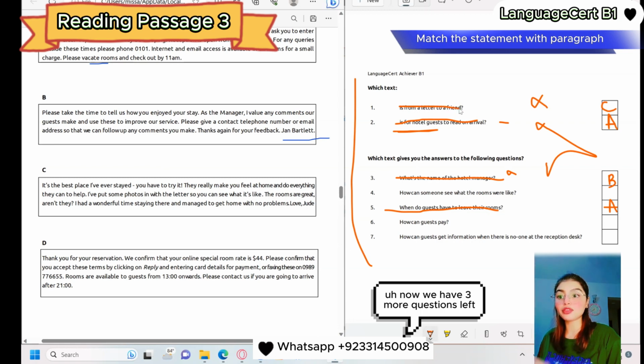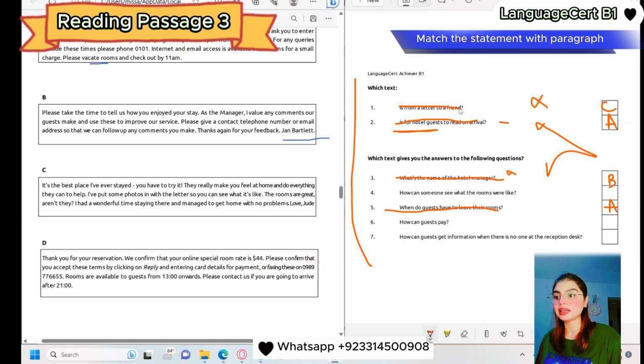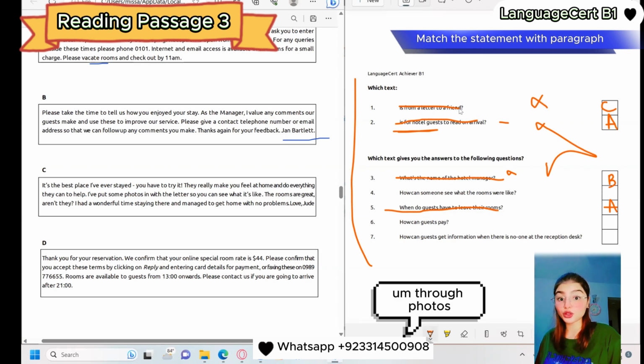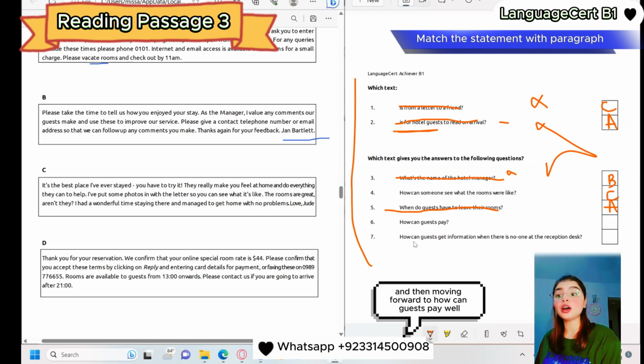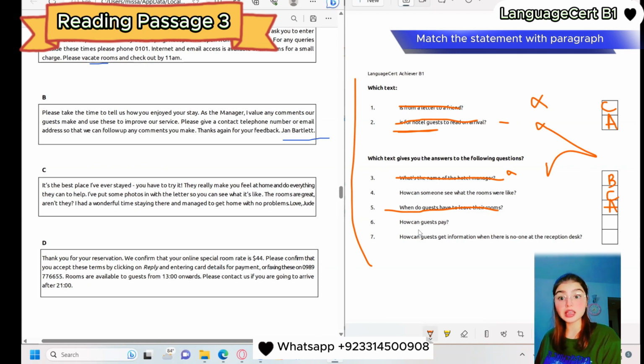Now we have 3 more questions left, but we can see what other answers are relevant. "How can someone see what the rooms were like?" Through photos. We also see that in here, that through photos, he's trying to tell that the rooms are marvelous, the rooms are great. So I think C can be a suitable answer for 4. And then moving forward to "How can guests pay?" Well, we don't find any information about how guests can pay in this one.